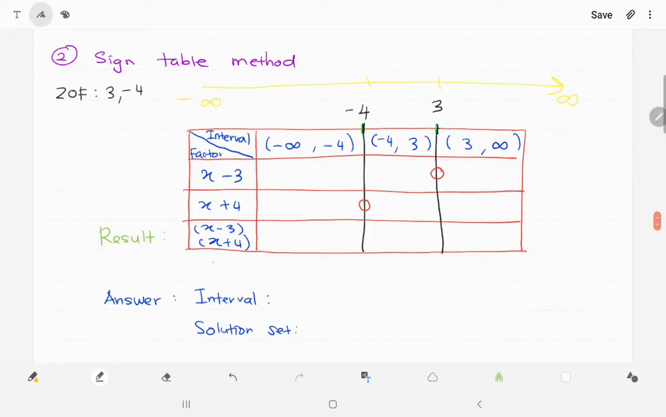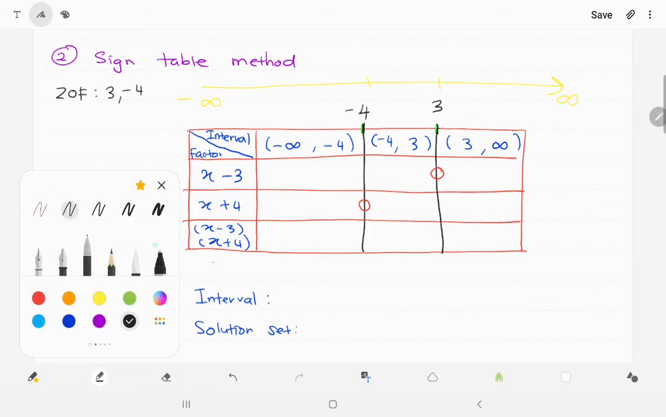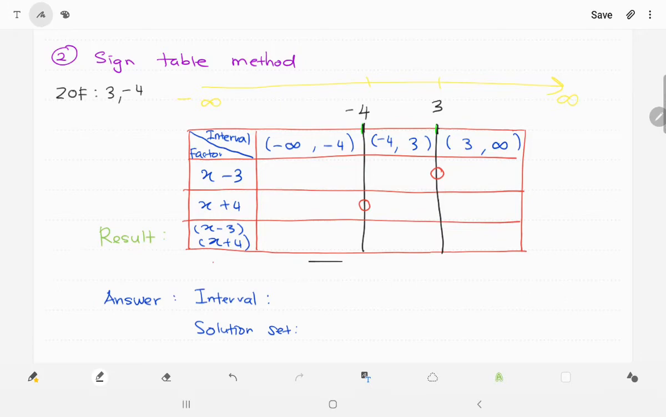So now we test our values. Just test the first column. This one doesn't need to be tested, just follow the sign later on. So x minus 3. What number can I choose here? For example, I choose negative 5. Negative 5 minus 3, I will get negative 8.